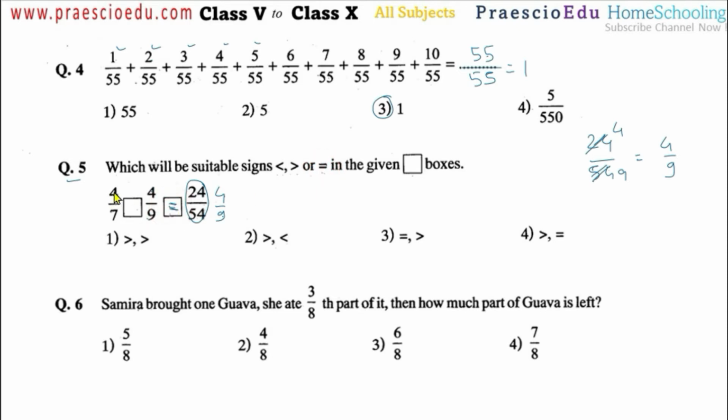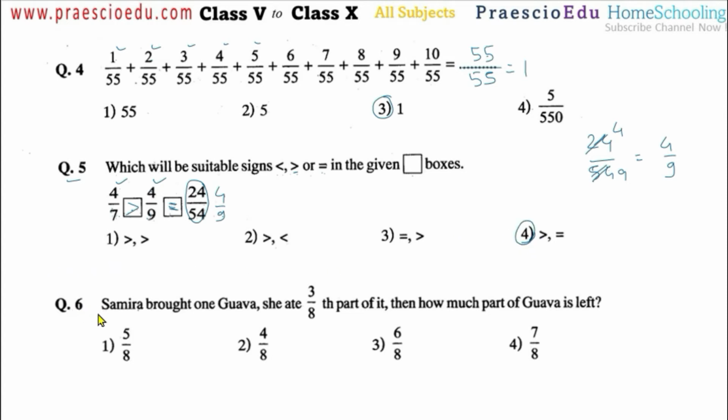Now here the numerator is 4 and the other numerator is also 4, but the denominators are different. As per the rule, if the numerators are equal, then the comparison should be on the basis of the denominator, and the fraction with the greater denominator is the smaller one. So these two fractions are smaller than this one, meaning this is the greater number. So 4 by 7 is greater than 4 by 9, which is equal to 4 by 9, and this is given in option number 4.